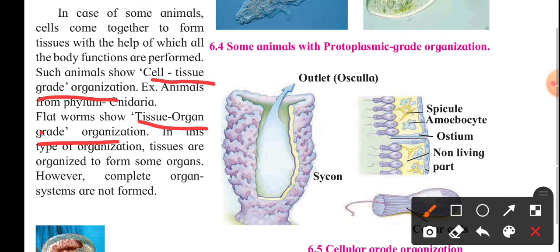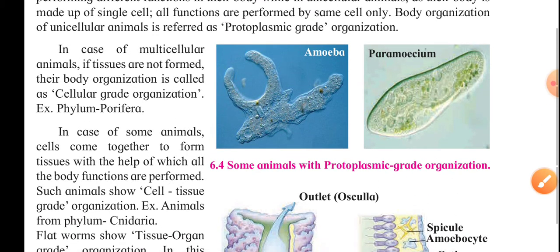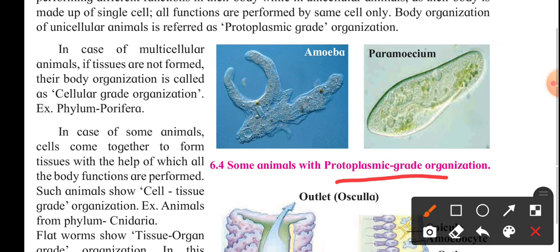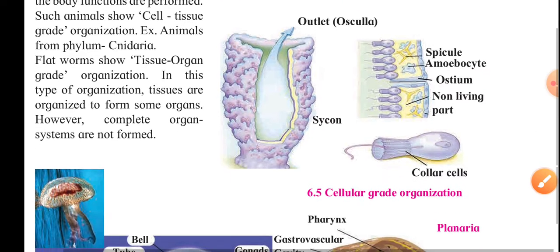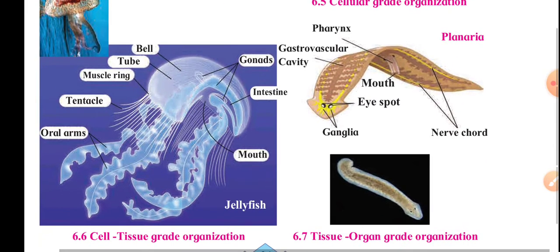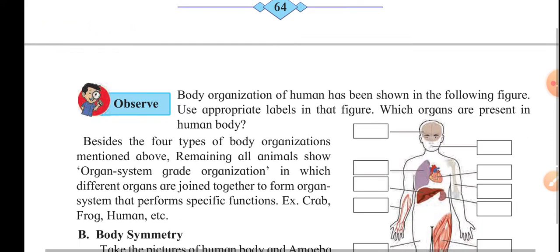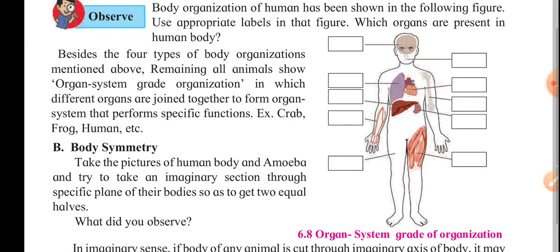So this is the first category on the basis of which we are classifying the different kinds of living organisms. Examples they have given here are Paramecium and Amoeba. They show the protoplasmic grade of organization; they are unicellular. Further, they have given the cellular grade of organization. Then the next they have given is the jellyfish, which comes under the cell tissue grade of organization. Then for the tissue organ grade of organization, they have shown Planaria. Further, the human body is shown here, which is an example of the organ system grade of organization.